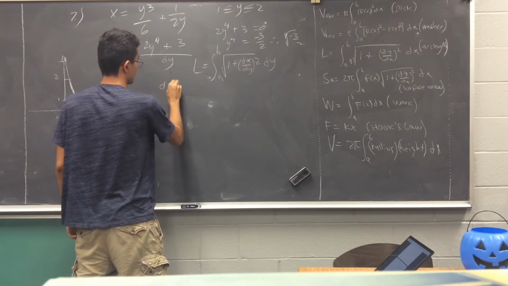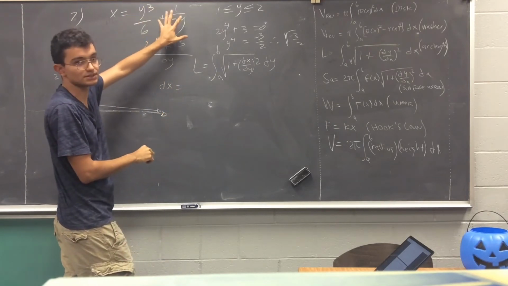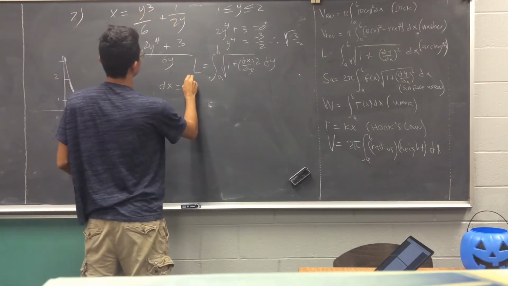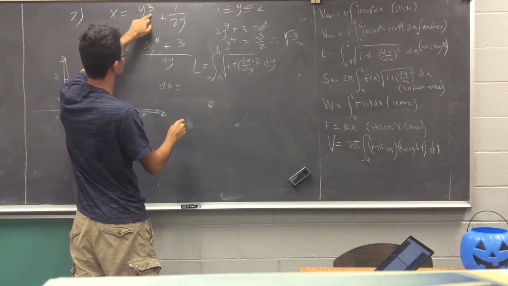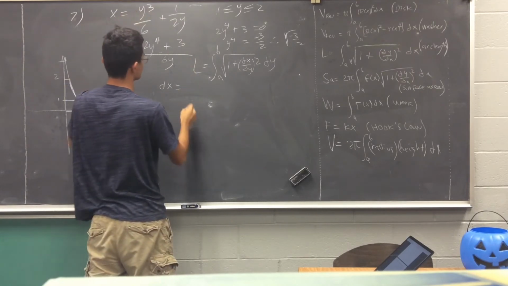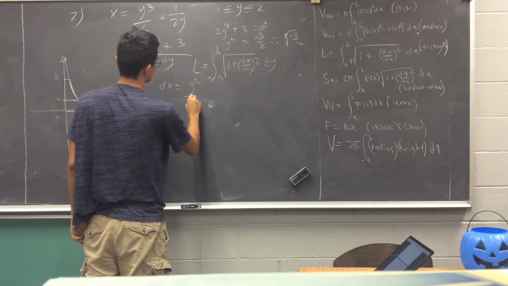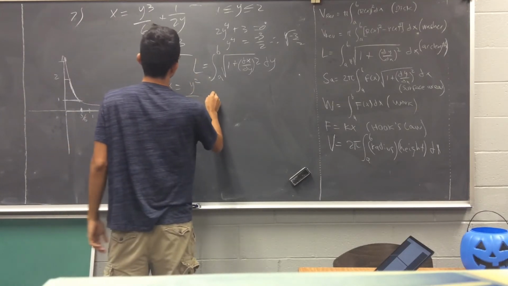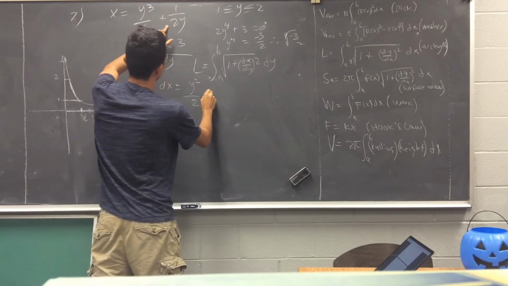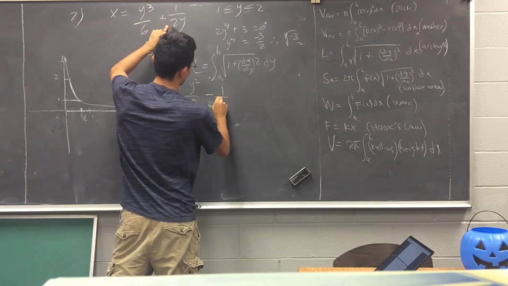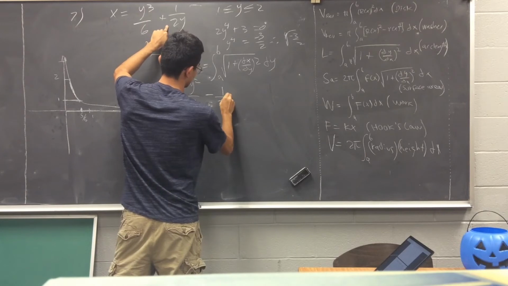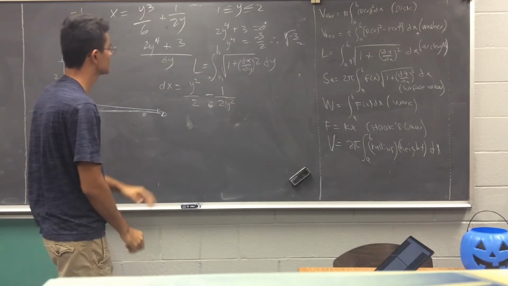Now dx is equal to the derivative of this, right? So that's going to be 3, okay, 3y squared. 3 over 6 is a half, right? So that's going to be y squared over 2, okay? And then this is going to be minus 1 over 2y squared. All right? This is going to be the derivative.